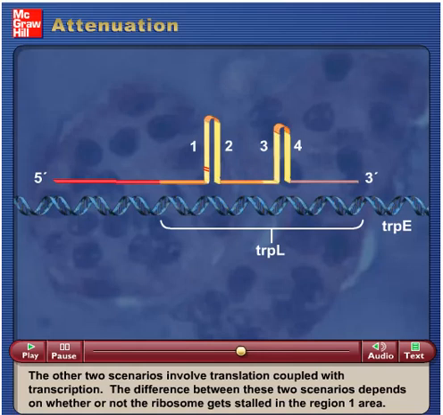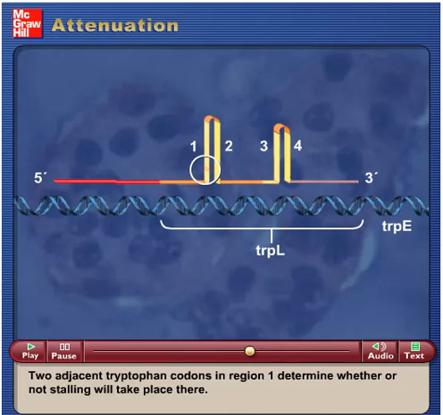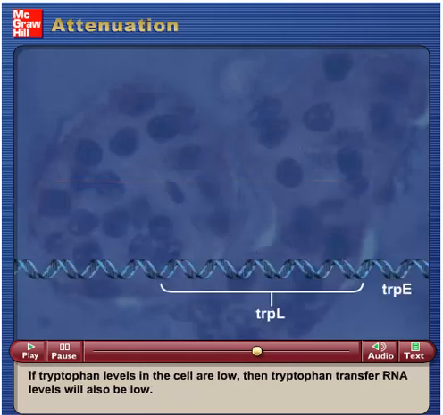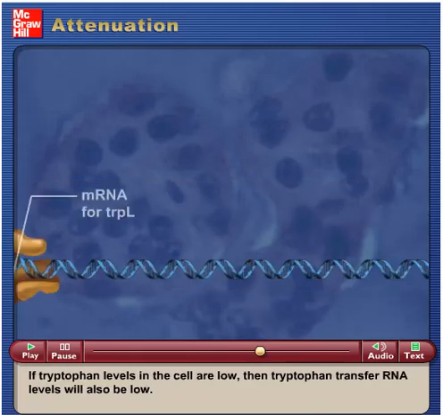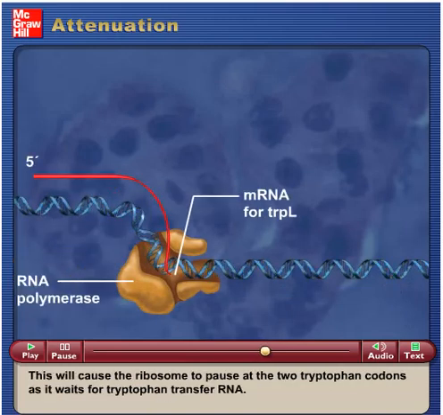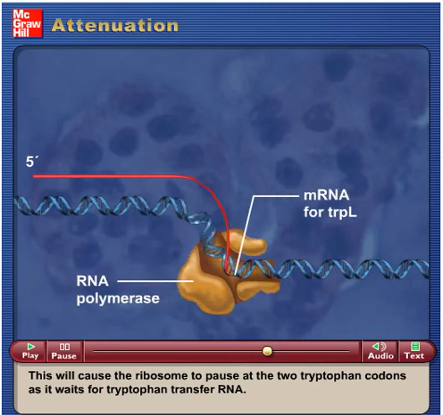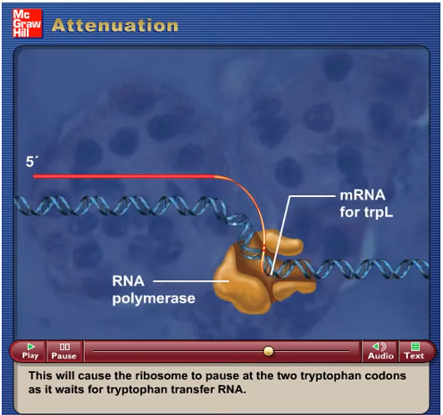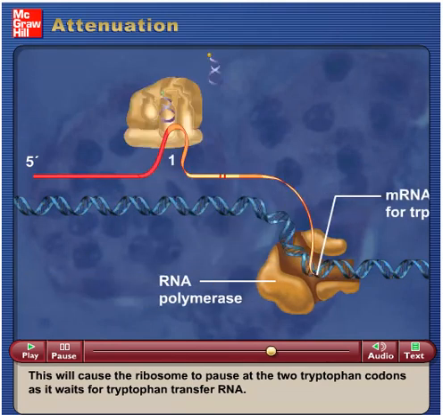The difference between these two scenarios depends on whether or not the ribosome gets stalled in the region 1 area. Two adjacent tryptophan codons in region 1 determine whether or not stalling will take place there. If tryptophan levels in the cell are low, then tryptophan transfer RNA levels will also be low. This will cause the ribosome to pause at the two tryptophan codons as it waits for tryptophan transfer RNA.